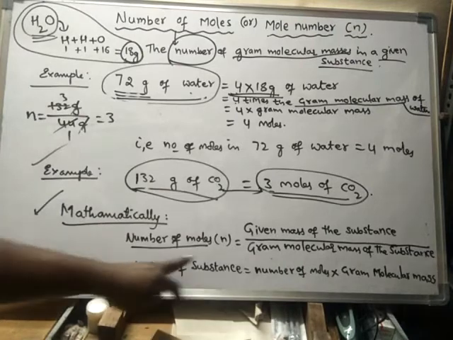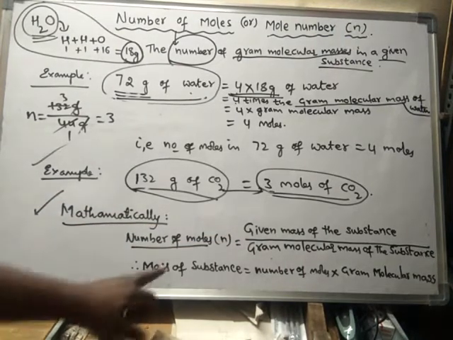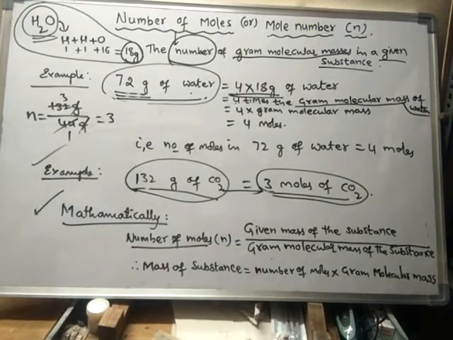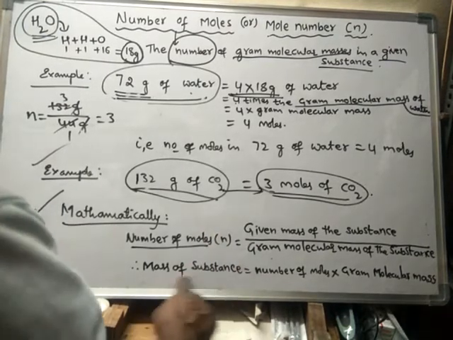So the mathematical equation that helps us to calculate the number of moles is this one. Okay, so this is the most important mathematical equation. From this equation we can find the mass of the substance also.